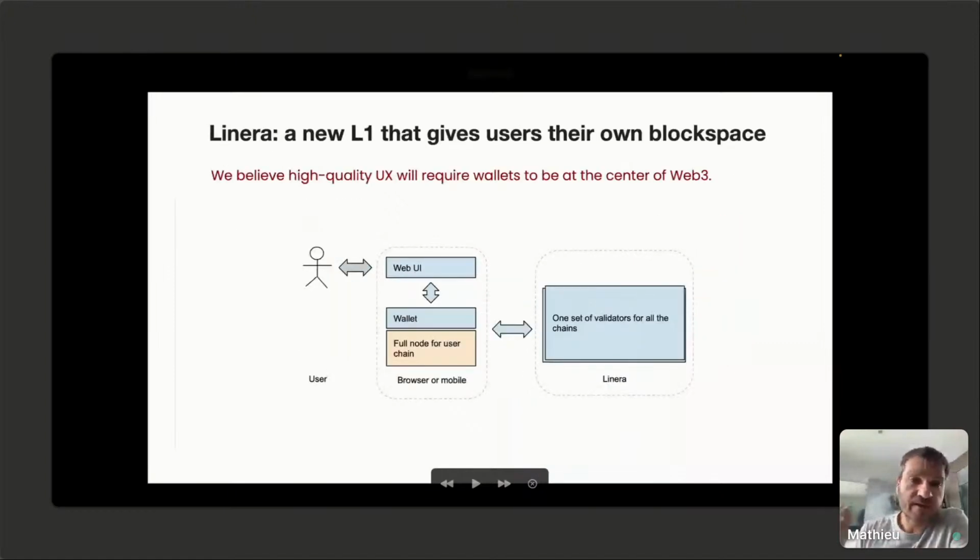In general, we want a high quality user experience, and from day one we have GraphQL services that help web UIs interact with the user chain, and we think that's really the direction that is required to provide a high quality user experience, really putting the wallets back at the center. And that's what we're working on by giving users their own wallets. All right, so that was my presentation.